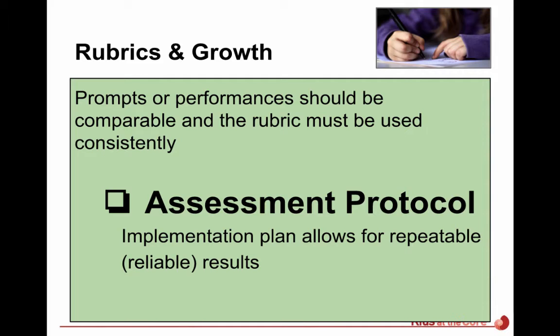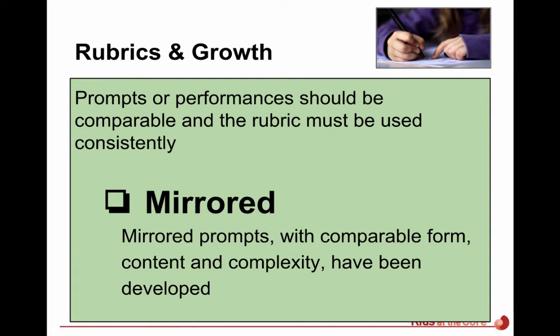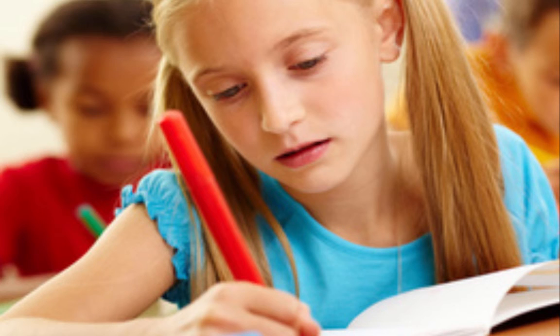The assessment protocol, in other words, the amount of time we give the student and the type of directions we give the student, needs to be repeatable so that this assessment environment is the same or very similar in both cases. Finally, the assessment itself needs to be mirrored. That means the prompts need to be of the same level of complexity. The format needs to be the same. If you're going to give the student a graphic organizer, the graphic organizer needs to be present in both cases. And it has to be comparable to talk about growth and learning over time.